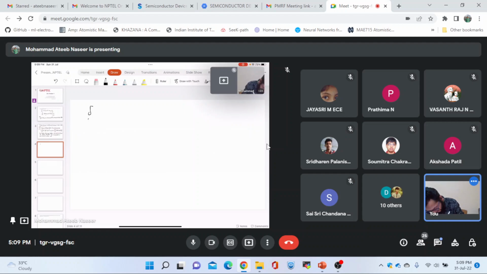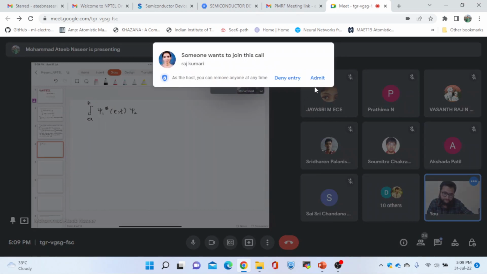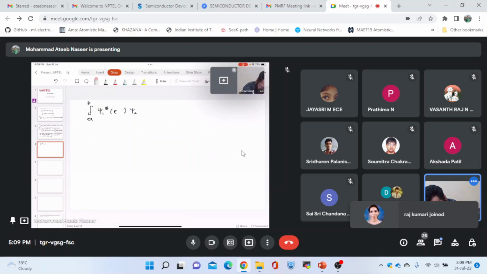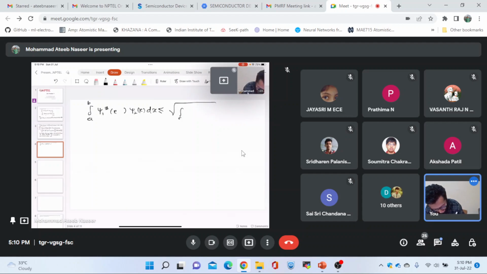this integral between the limits a to b of psi1 of x comma t psi2, let's drop the time and keep it in space only, psi2 of x dx should be less than or equal to the integral from a to b of psi1 of x squared dx times the integral from a to b of psi2 of x squared dx, whole term under the square root.